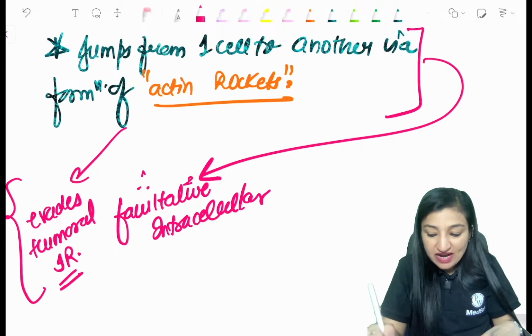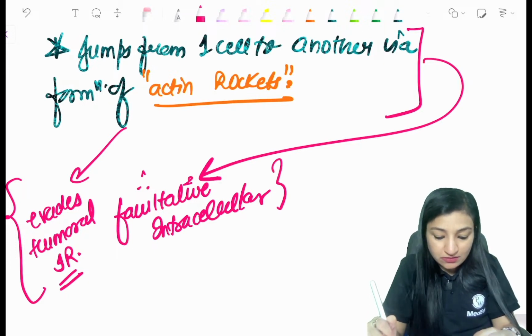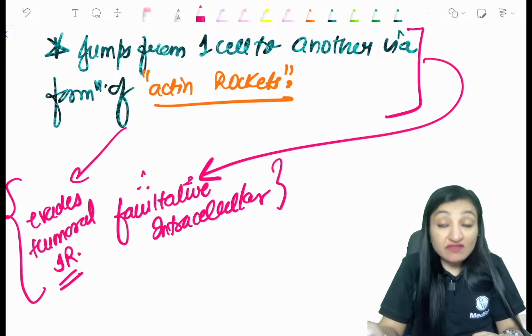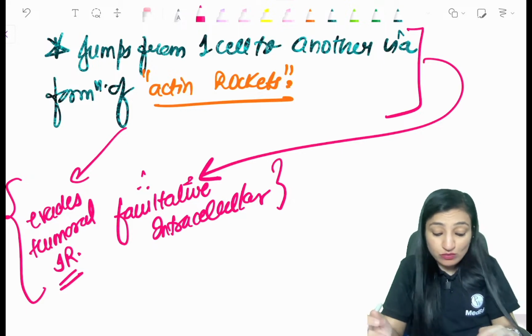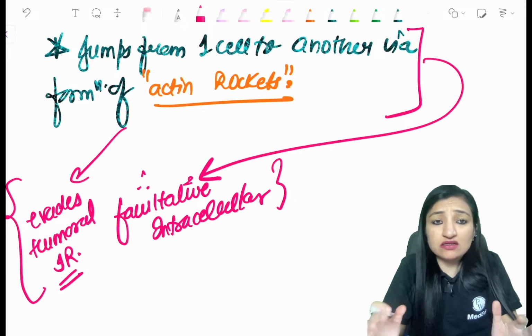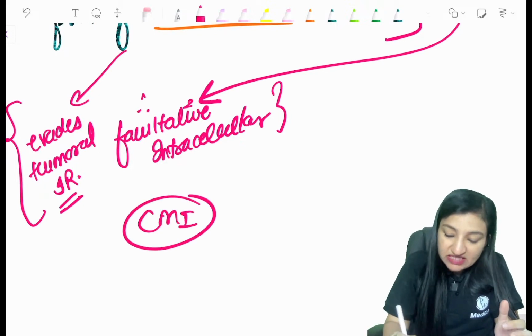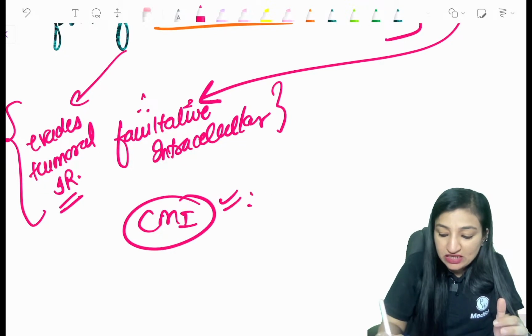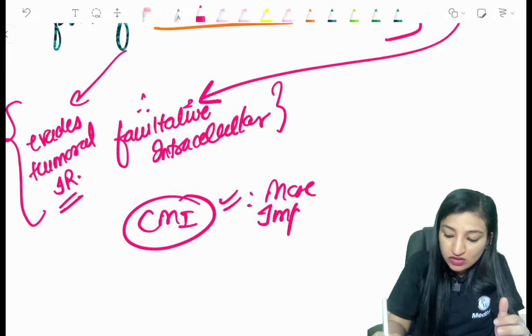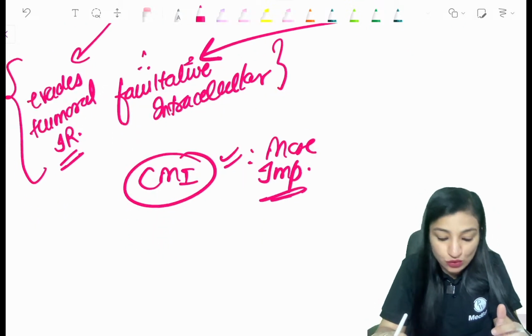So this explains the facultative intracellular nature of this organism, and the very fact that what branch of immune system is going to be significant pertaining to this organism. CMI is more important. Cell mediated immunity is way more important against Listeria monocytogenes than humoral immunity.